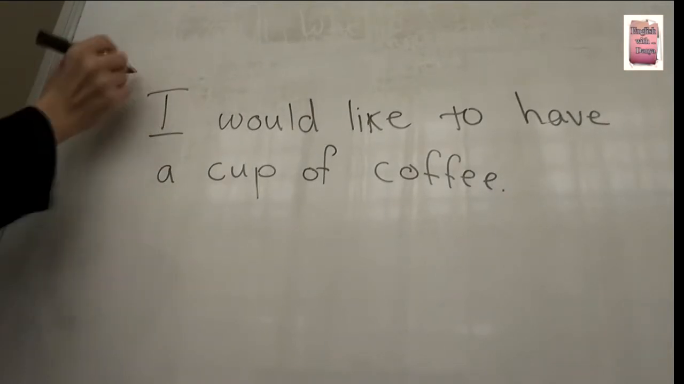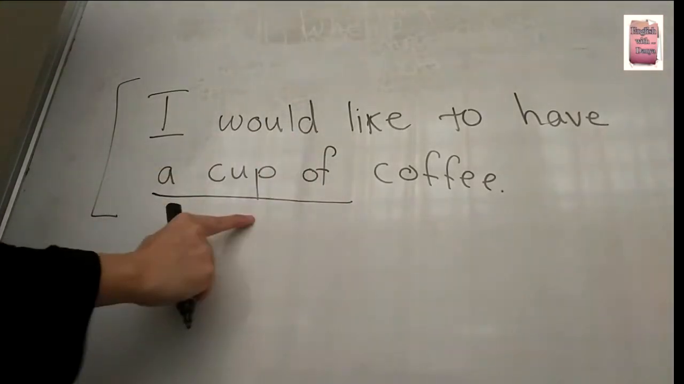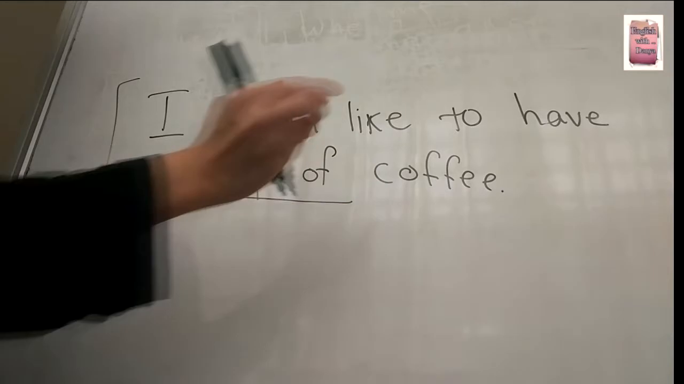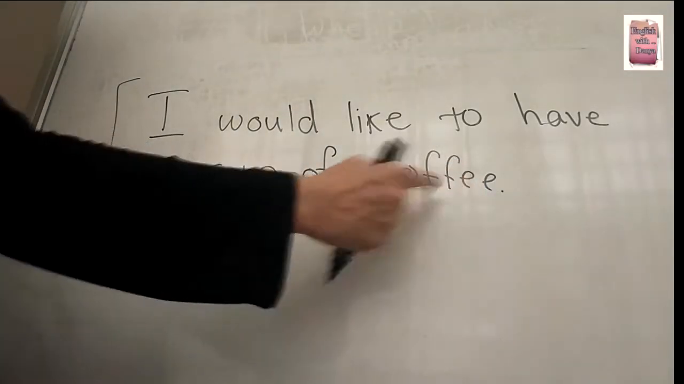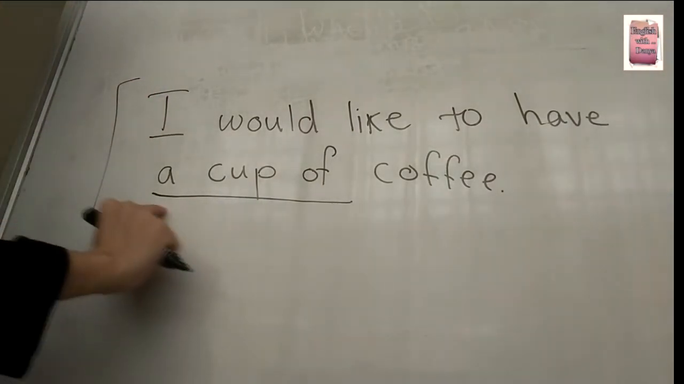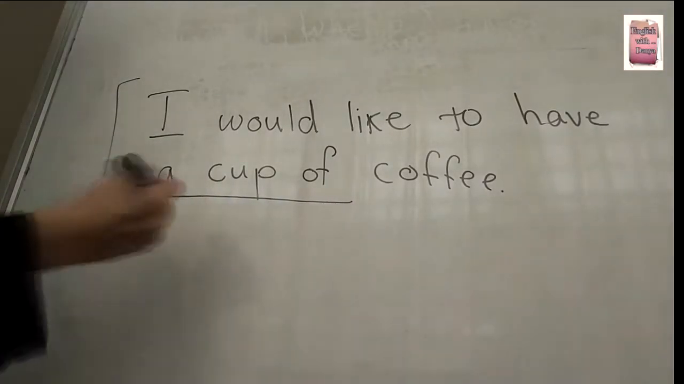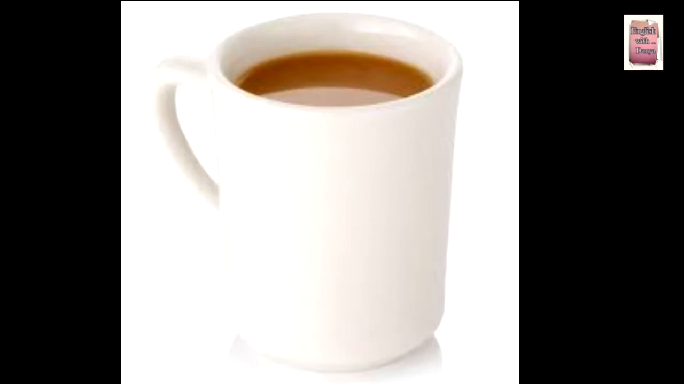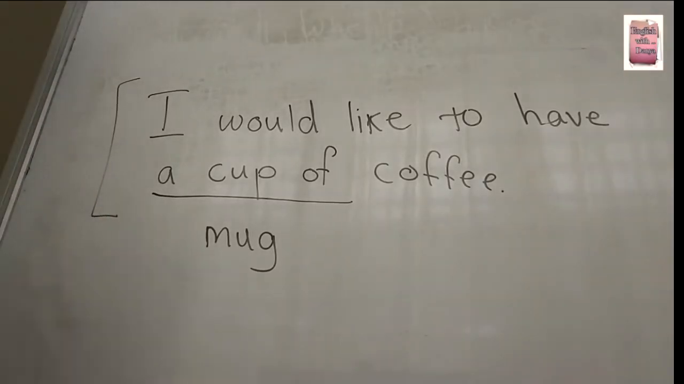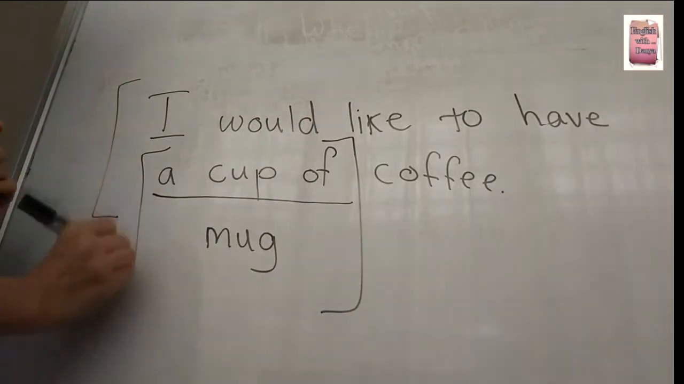Let's look at this example. I would like to have a cup of coffee. Because coffee here is uncountable, if you want to use it in a sentence, you need to make sure that you have a cup of coffee. And there are those who drink in a mug. So it depends on how you drink your coffee. Anyhow, our focus is basically on this.